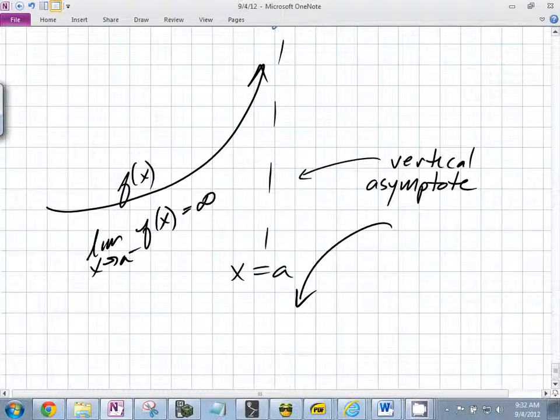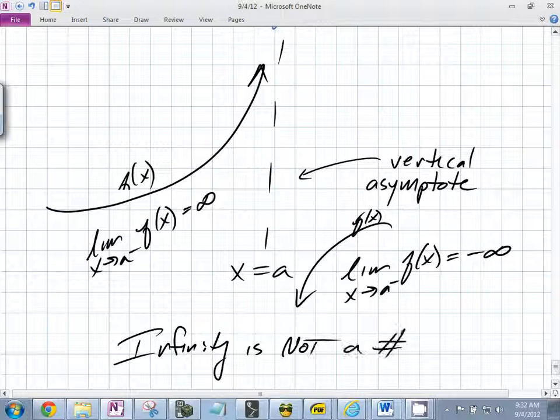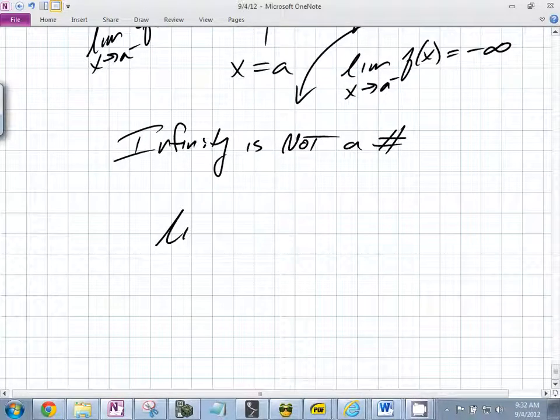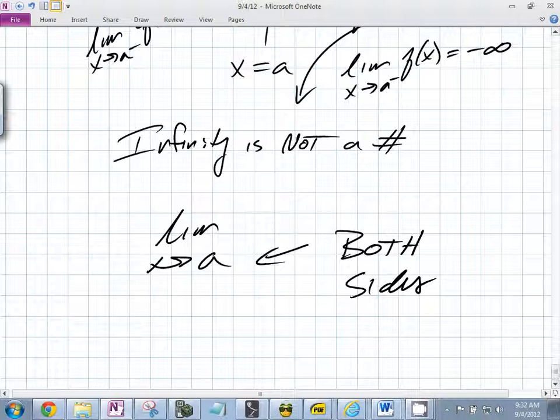Here's a key thing. Infinity, is it a number? It is not a number. The other thing is it goes to infinity from the left and it goes to negative infinity from the right. So what would you say about the limit as x goes to a? When I say limit as x goes to a, just a, that means both sides. If it goes to two different things, what do you say the limit is? It does not exist.